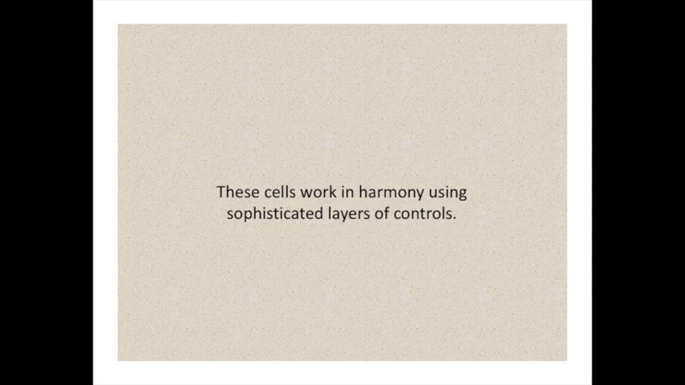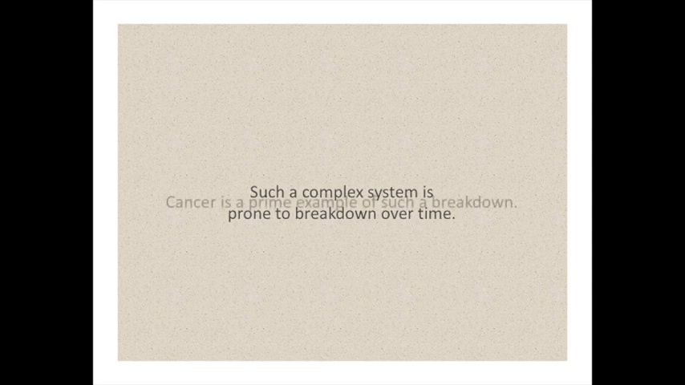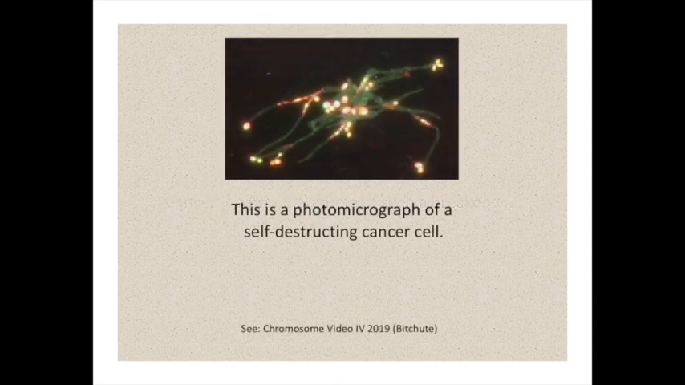These cells work in harmony using sophisticated layers of controls. Such a complex system is prone to breakdown over time. Cancer is a prime example of such a breakdown. This is a photomicrograph of a self-destructing cancer cell. It looks like endosymbiotes escaping through channels.